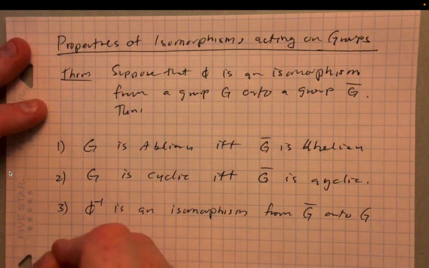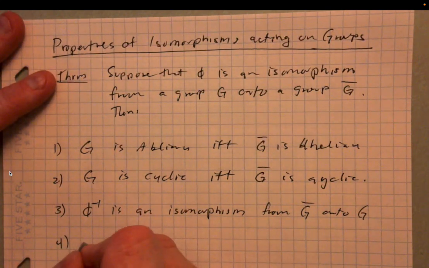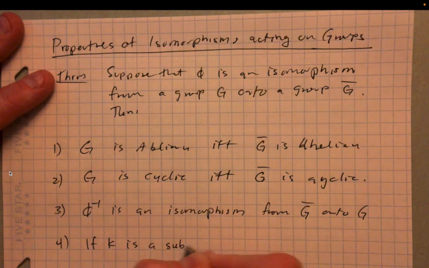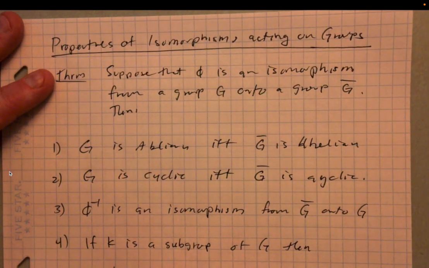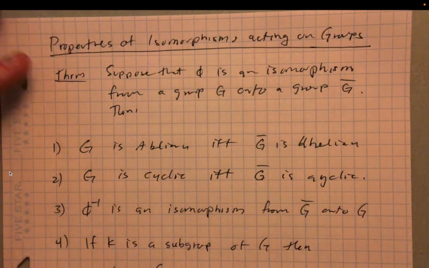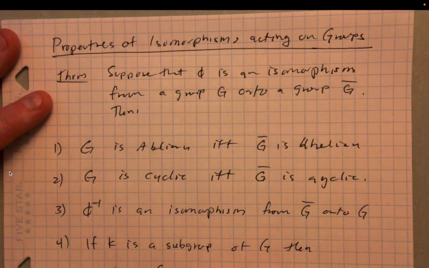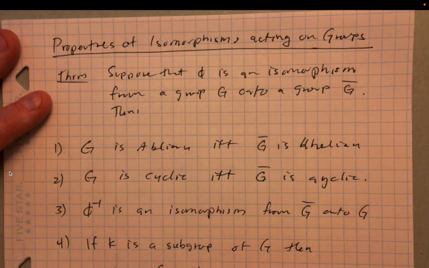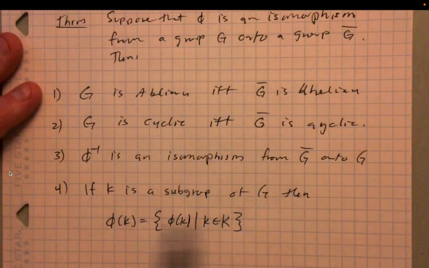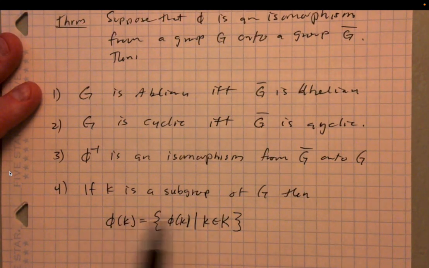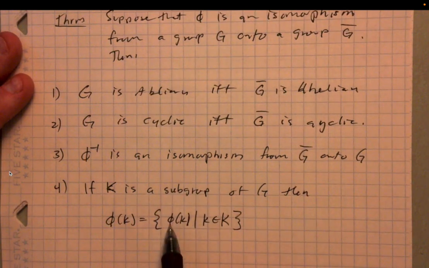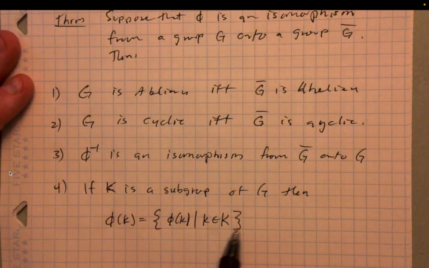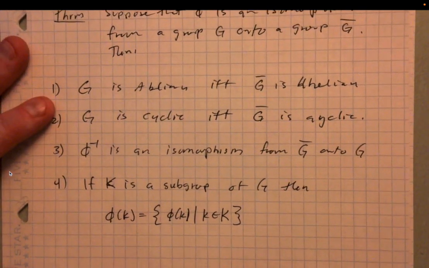Okay, very good. And then the last one we'll mention here says that if K is a subgroup of G, then phi of K, which would be the image of K under phi, we can define as the set of phi of k such that k is in the subgroup K. So if K is a subgroup of G, then this set of all the elements, where you take something out of the subgroup K and you map it under phi, is a subgroup of G bar.